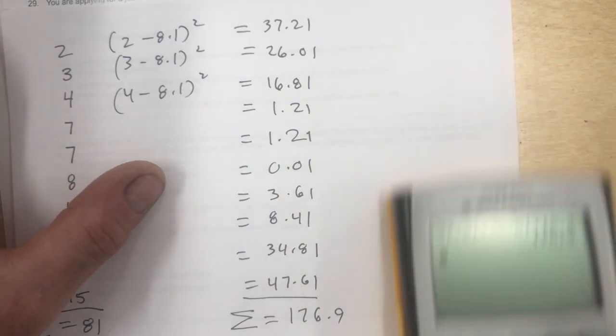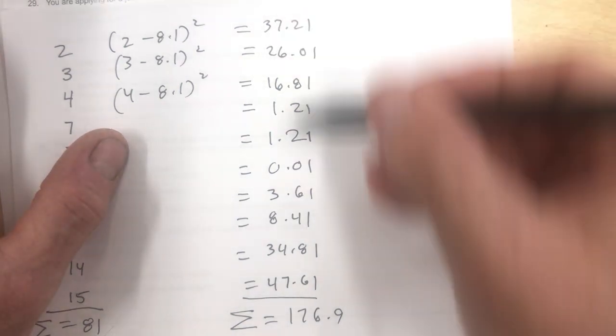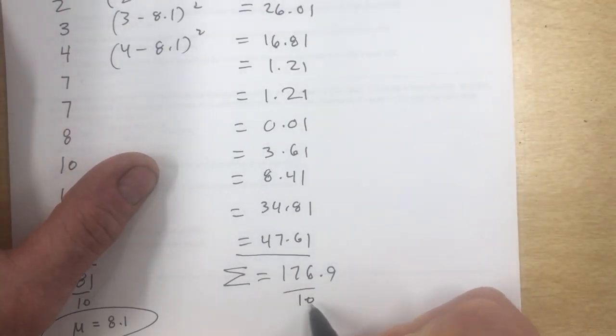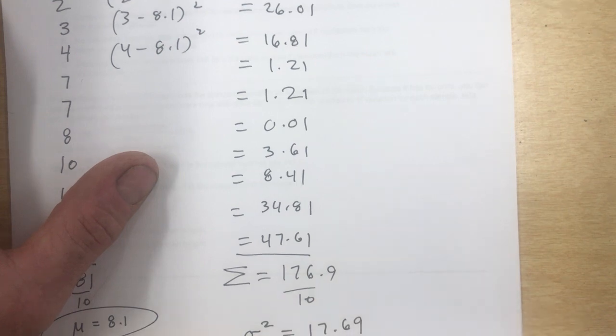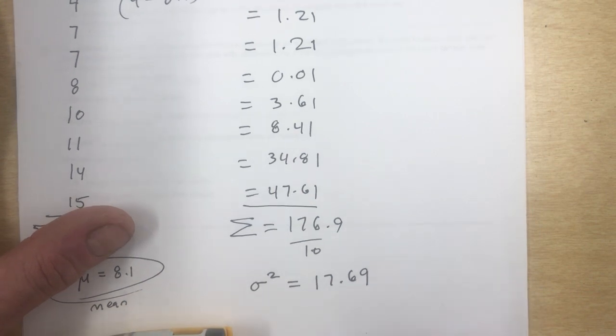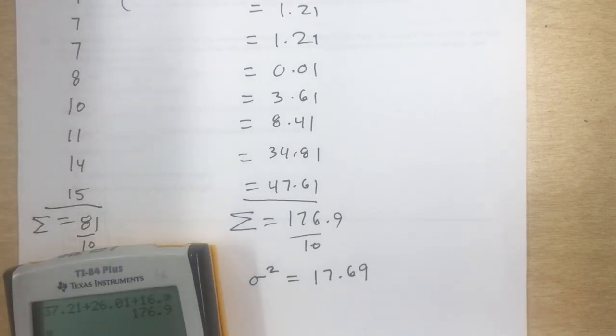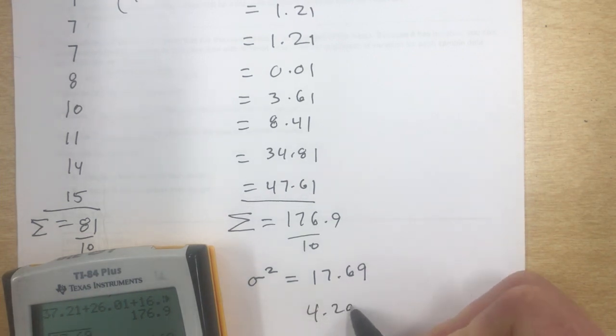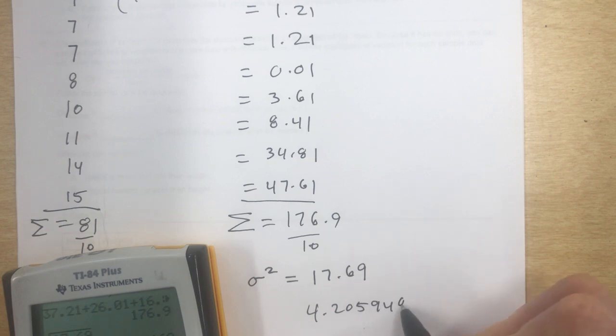I'm good to go. And like I said a minute ago, there's 10 of these. We're doing a population. So I take this and I divide by 10. And so here's my variance. There's my variance. And now I do the square root of that. So let's do the square root of that. That's my standard deviation.